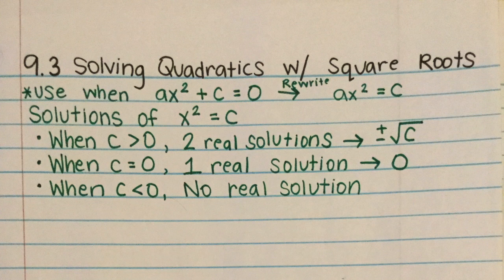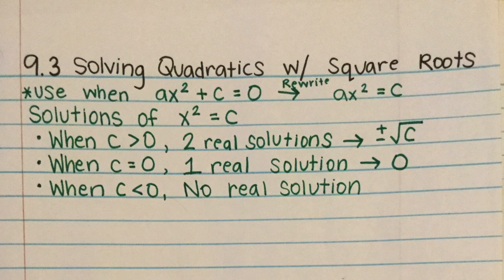Anytime you have some number x squared plus a constant is equal to 0, you'll rewrite it so that you get x squared equals some number. Now, a couple of key points that I want you guys to see. When that number is greater than 0, there will always be two real solutions, which will be a positive and negative square root of that number. If c is equal to 0, there's only going to be one real solution because the square root of 0 is 0, so that would be the solution.